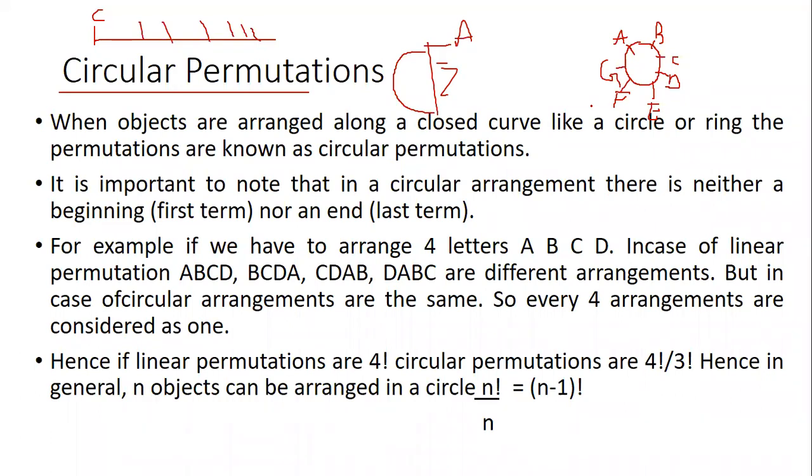That cannot happen all the time. I could have started with B also. I can start with E and then come back to F, or I can stop at G. So there are a lot of possibilities under circular permutation. So how do we solve such problems? It is important to note that in a circular arrangement, there is neither a beginning nor an end. It just keeps going on. It's like a loop. It keeps happening over and over again.